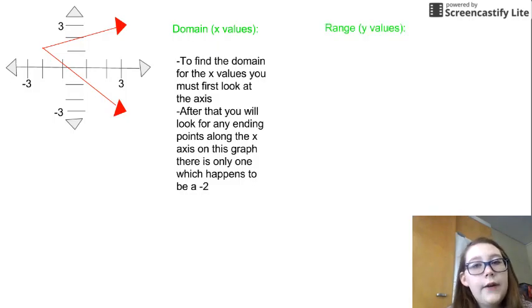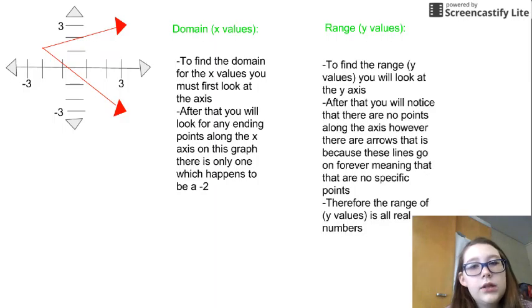To find the y values, you must look at the y-axis. After that, you will notice there are no points along the axis. However, there are arrows, because these lines go on forever, meaning that there are no specific points. Therefore, the range of y values is all real numbers.